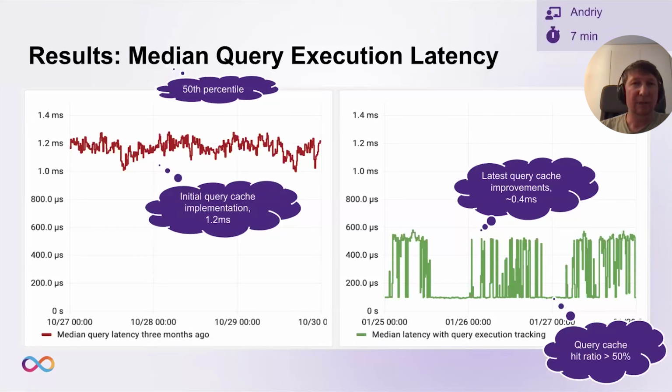Why does this graph sometimes drop down to almost zero when the cache hit ratio goes above 50%, as we saw previously? It means that half of the queries are served from the cache, and serving from the cache is almost free. That's why the graph sometimes drops almost to zero.